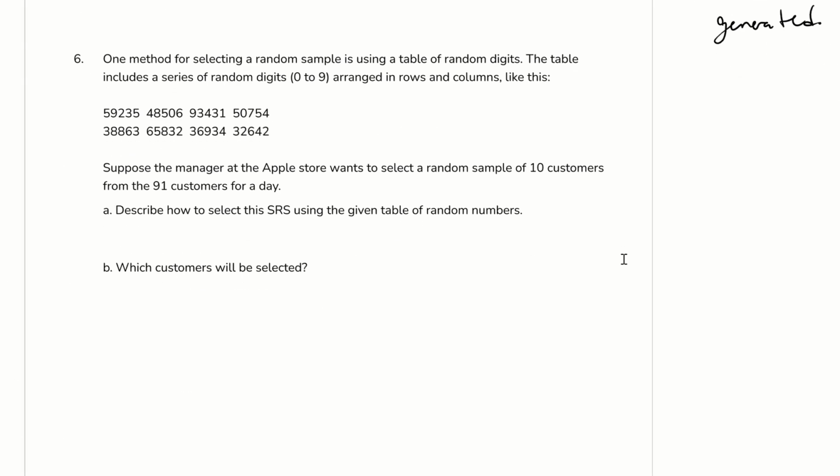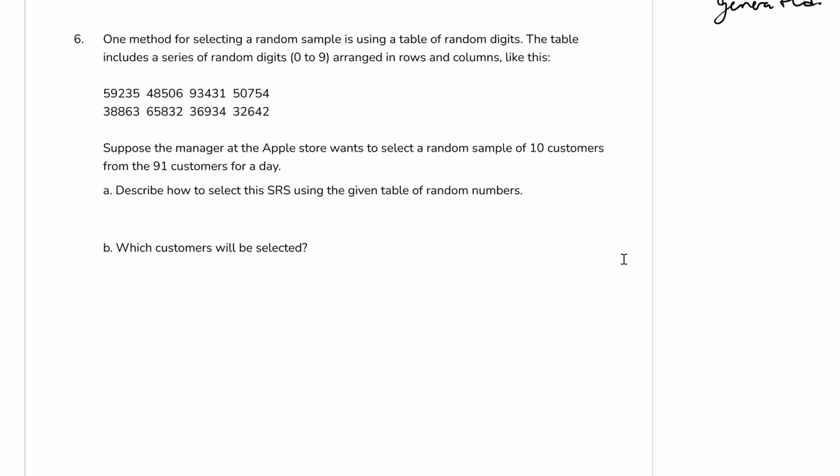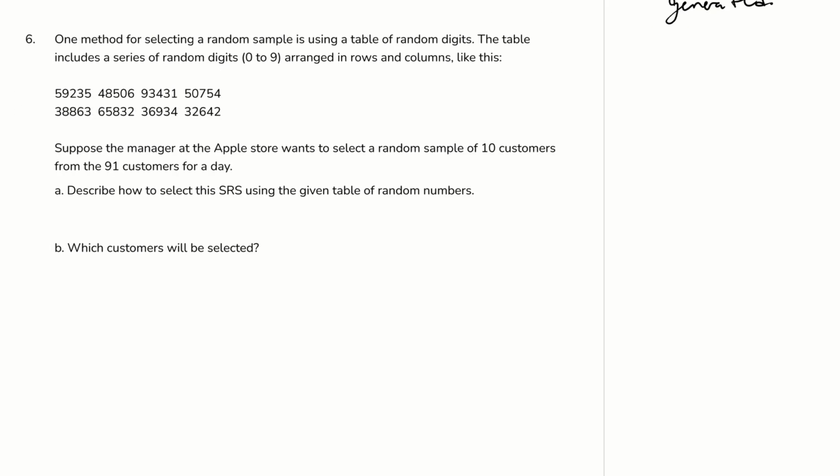All right, so number 6, we're going to describe another method. One method for selecting a random sample is using a table of random digits. The table includes a series of random digits, 0 to 9, arranged in rows and columns like this, and we have a table of random digits that you got in class. Suppose the manager at the Apple Store wants to select a random sample of 10 customers from the 91 customers for a day. Describe how to select this simple random sample using the given table of random numbers. All right, so let's do that for part A.